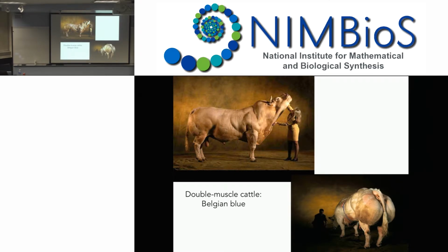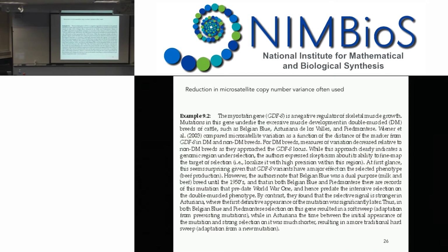Here's another example. This now is on soft sweeps. This is double muscle cattle, the Belgian blue. It's an enormous thing, and it's a myostatin mutant that basically gives it extra muscle. In many countries, these are outlawed because they're so big you have to give birth by cesarean section. So myostatin mutations basically give you excessive muscle development. They're called double muscle, and there are basically 3 breeds of cattle that do that: Blue, Valais, and Piedmont. And so what this group did here was they looked at microsatellite variation.